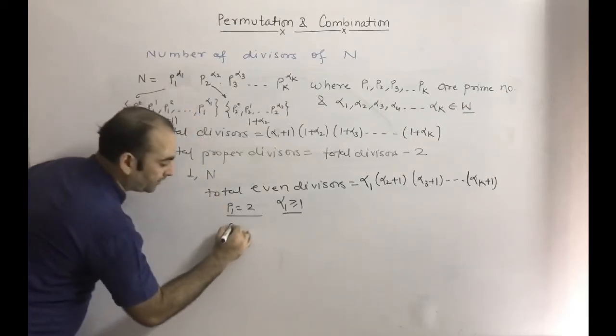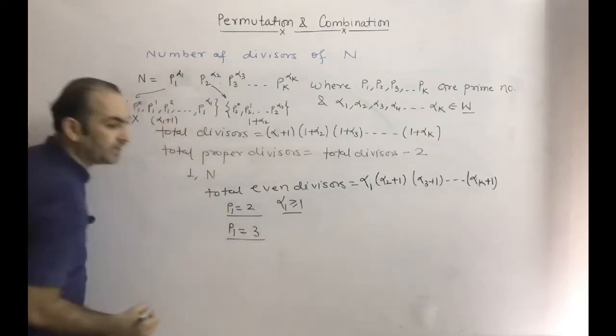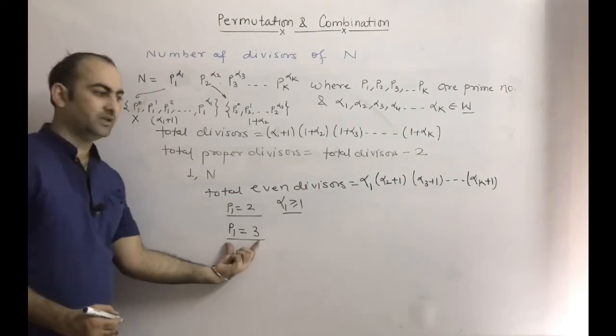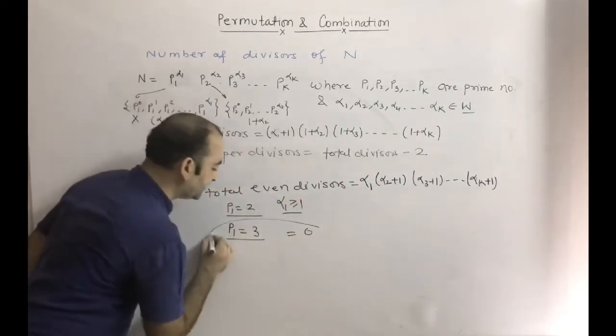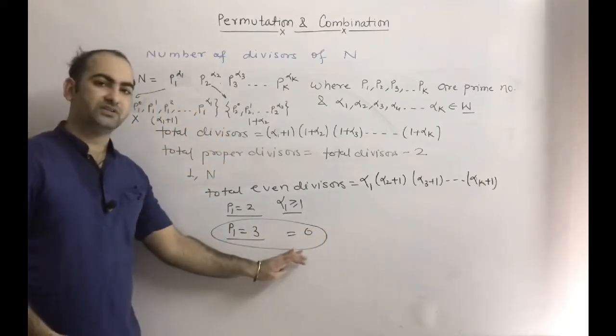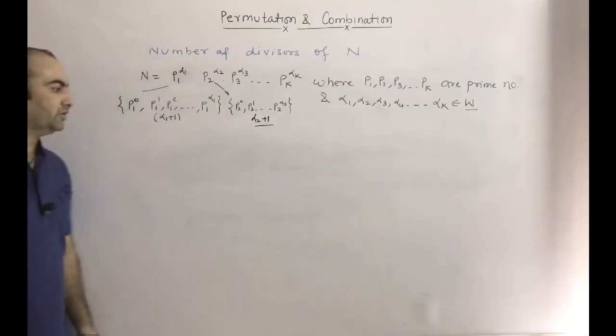If the least prime number is p1 and p1 is 3, the least prime number is 3, then the total even divisors is 0. In this case the even divisors is 0.